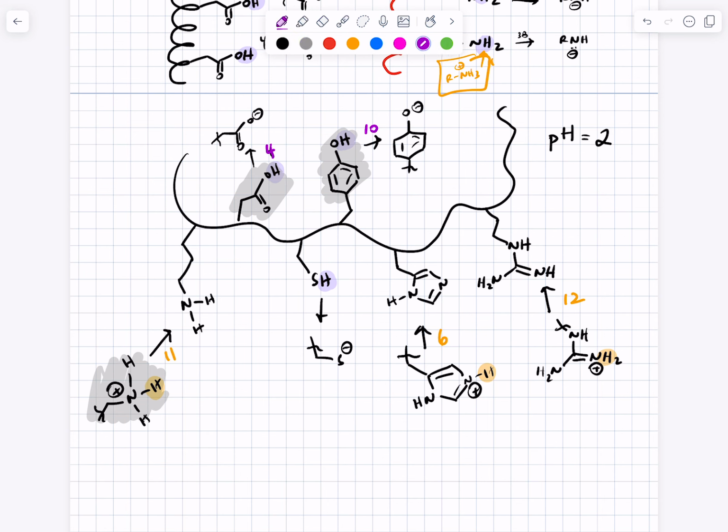The thiol side chain. Oh, I forgot to tell you that pKa. That's around 8. Neutral or negative? Neutral. How about the imidazole side chain? You don't want to know the name of that functional group. This is imidazolium. Neutral or positive? Positive. 2 is less than 6.